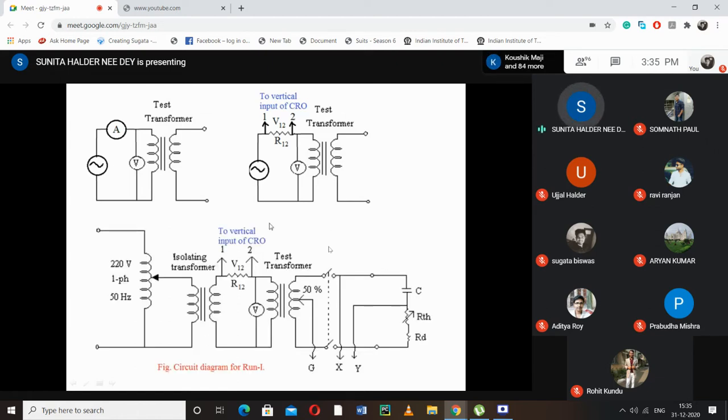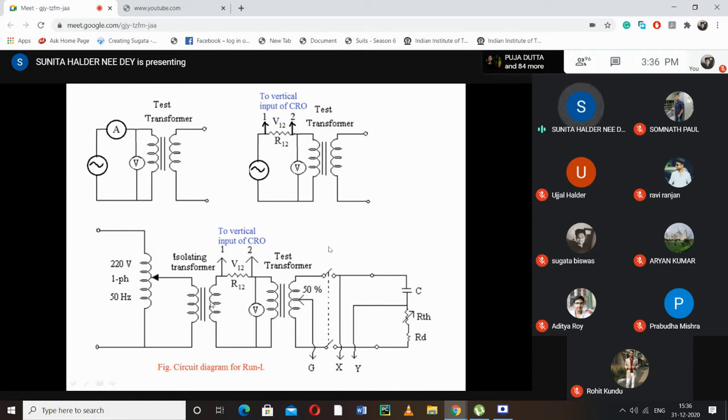Then the actual circuit in your instruction manual will be like this. So this is the test transformer. This circuit is actually what we need. This switch is open, that means this circuit is not required for this run. Along with this test transformer, there is one isolating transformer through which it is connected to the source through a variac. Because we want to change the energizing voltage, we need a variac.